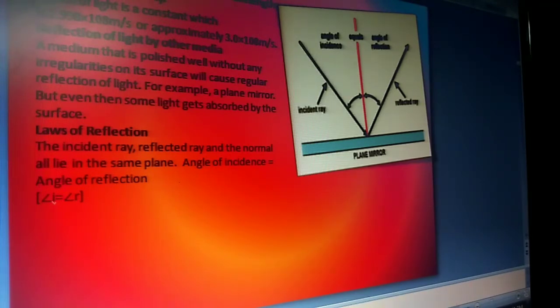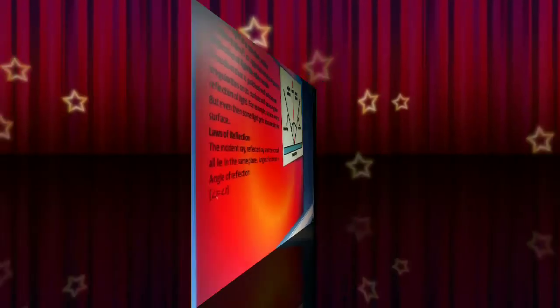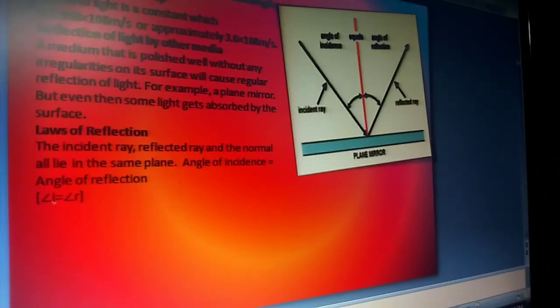Now, reflection of light by a medium that is polished well, without any irregularities on its surface, is known as regular reflection. If it is caused by a smooth reflector, it is known as regular reflection. Laws of reflection: the main law is that the angle of incidence is equal to the angle of reflection.